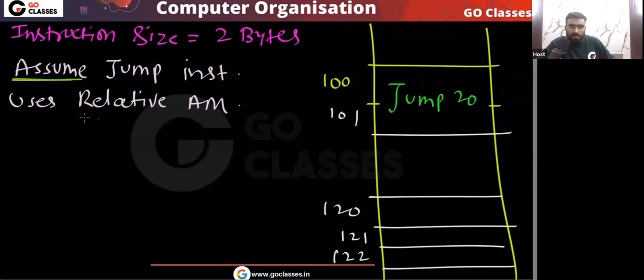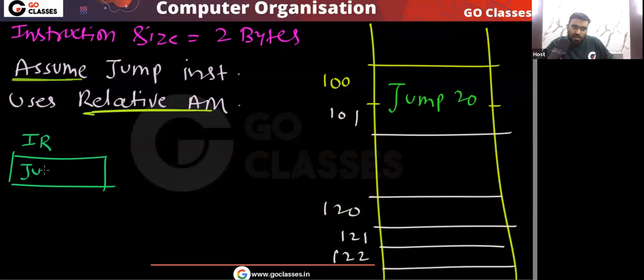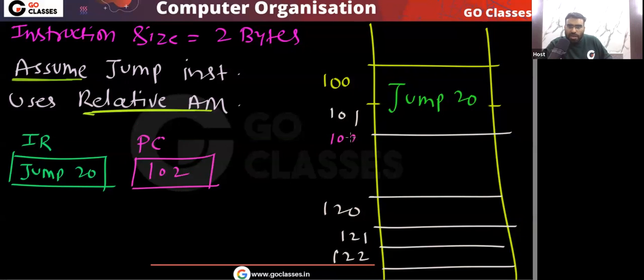Now see what will happen. Remember, you are using relative addressing mode. When you fetch this jump instruction into the instruction register, then what will be the program counter value? That will be 102. Agree or not? Yes or no? After fetching it, the program counter will have 102.